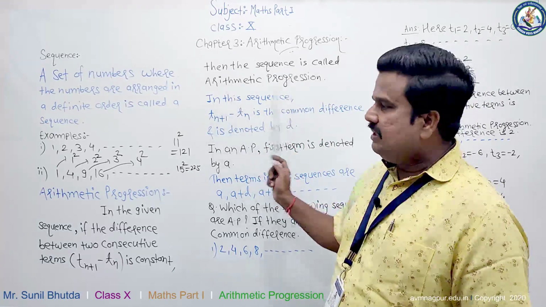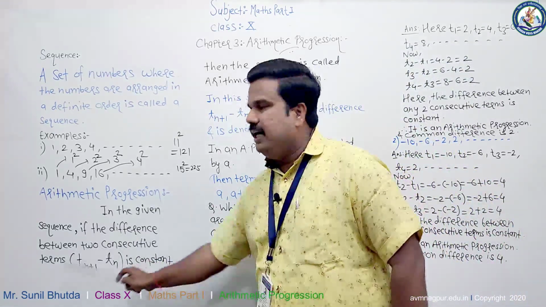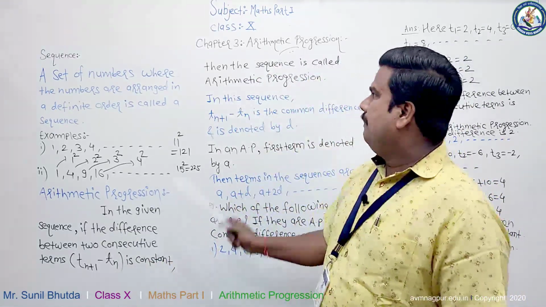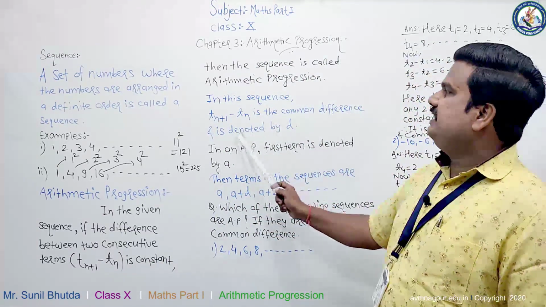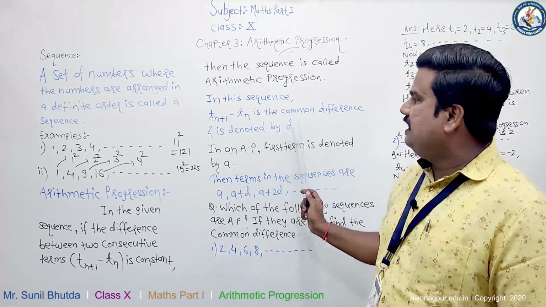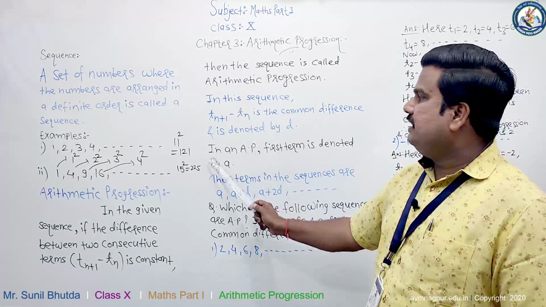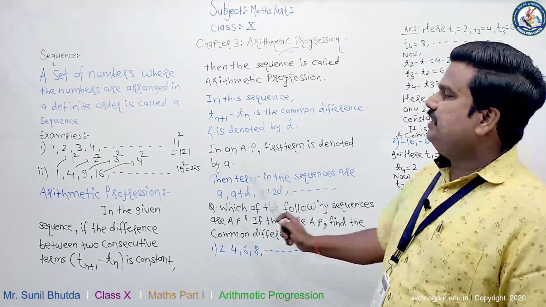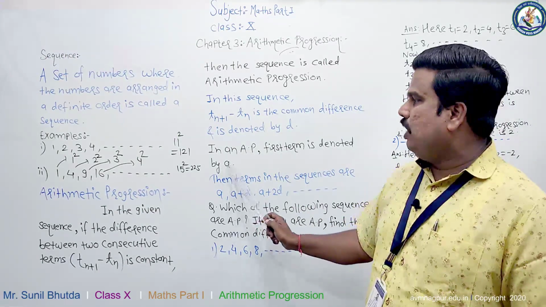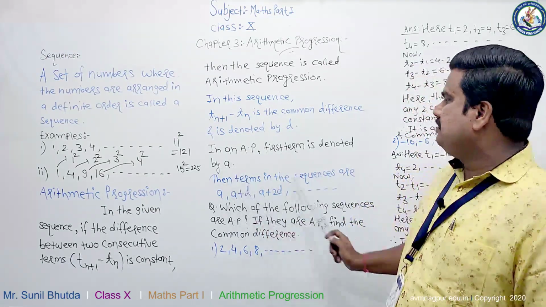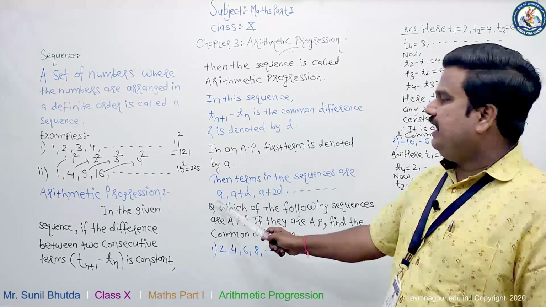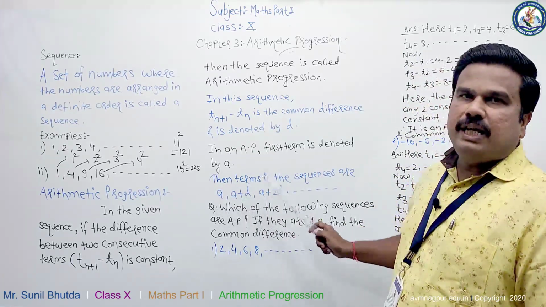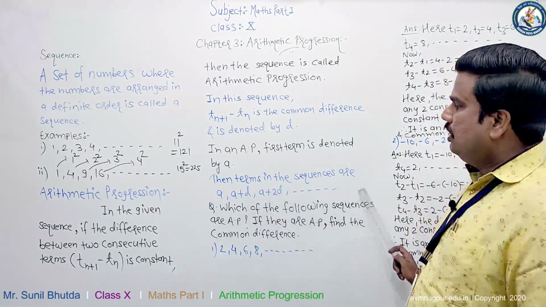In this sequence, the common difference tn plus 1 minus tn is denoted by the symbol small d, and in this arithmetic progression, the first term is denoted by the letter small a. The terms in the sequence are a, a plus d, a plus 2d, and so on.